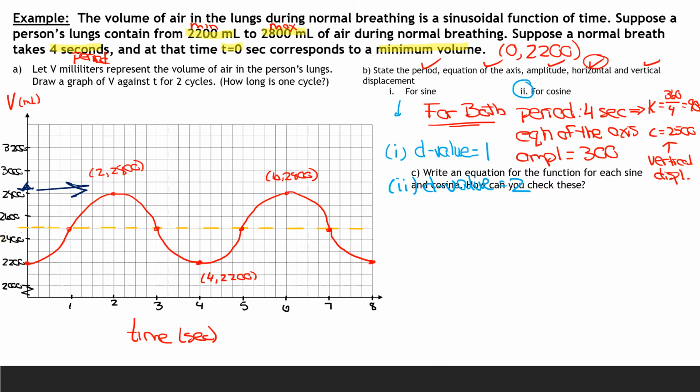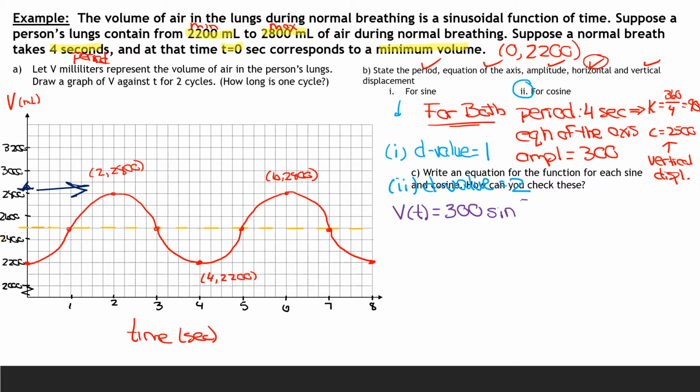Okay, let's start with sine. Remember what it looks like. Normally we would have f of x if we just had function notation, but the question tells us V is for volume. Volume against time is equal to, okay, start with the A value. The A value comes first. That's a 300. It's the same as our amplitude. We're not making it negative. We're not flipping anything over. Let's do sine first.